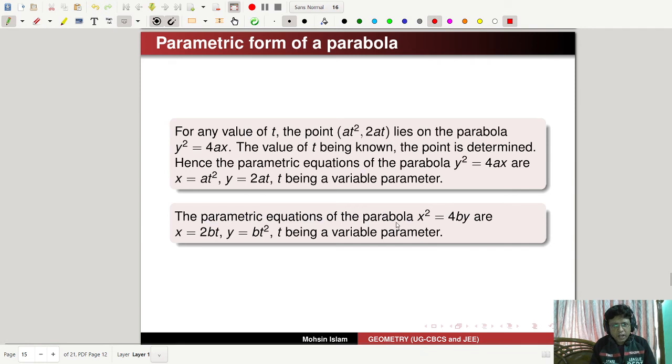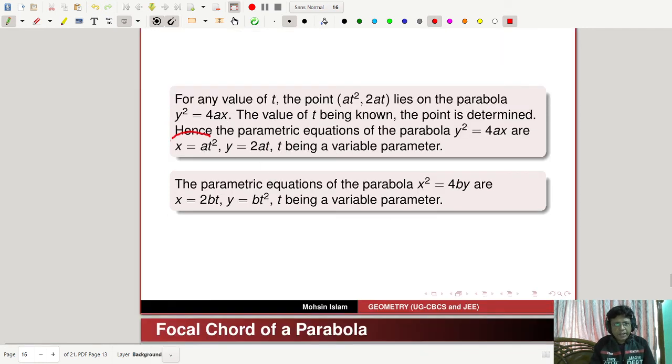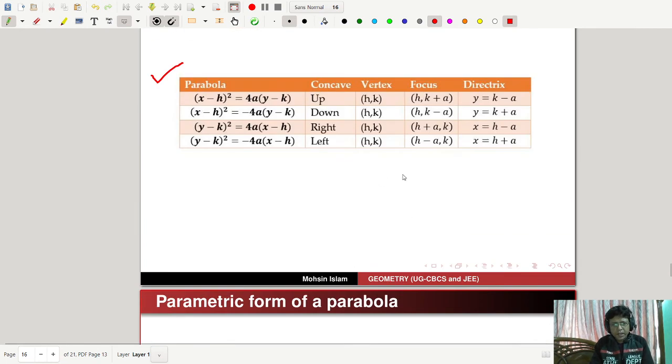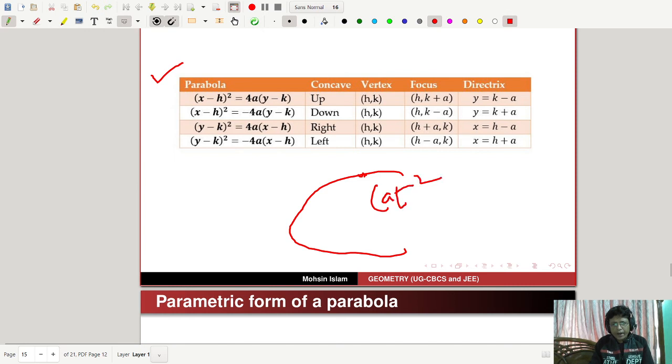Next important point is the parametric equation of the parabola, given by x equals at squared, y equals 2at. Here t is a parameter, a variable parameter, because it satisfies the equation. If you substitute x equals at squared and y equals 2at in the equation of the parabola, it will satisfy the equation of the parabola. So any point on the parabola can be represented by the parametric form (at squared, 2at), where t is a parameter of the parabola.